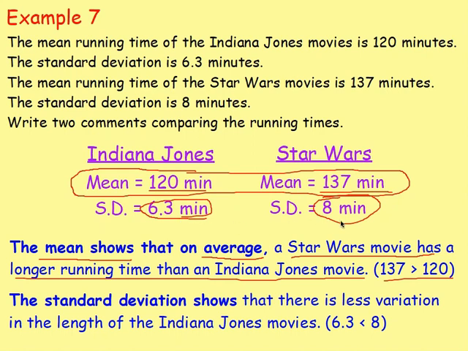And equally, once again, you can reverse that. The standard deviation shows that there is more variation in the length of the Star Wars movies, because 8 is bigger than 6.3. But again, say what it is that you're looking at. We're looking at the standard deviation. It's also a measure of the variation. And again, link it back to the question. It's talking about the Star Wars and Indiana Jones movies.